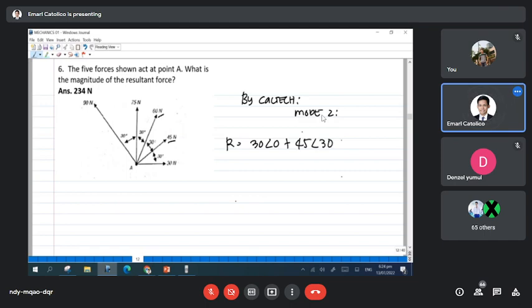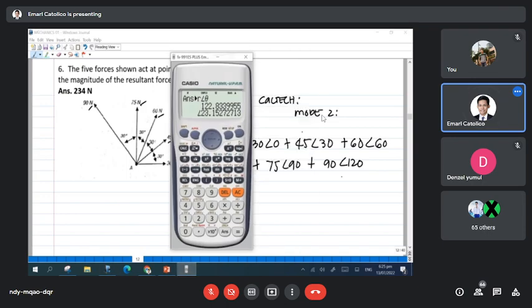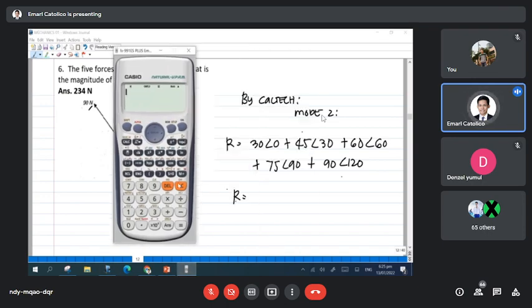Then 60. Anong angle natin? Ang angle ng 60, 30 plus 30. 60 angle 60. Plus 75, anong angle natin? 90, ano? 30 plus 30 plus 30. Then last force natin is 90. Anong angle natin? 90 plus 30, 120. Okay, kunin natin si resultant. Kunin natin si resultant, guys. Ito na, guys. Okay.